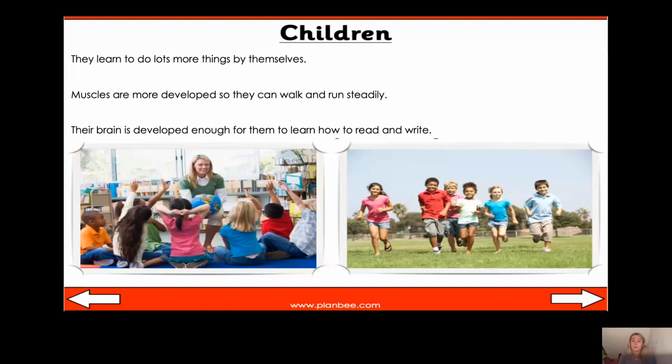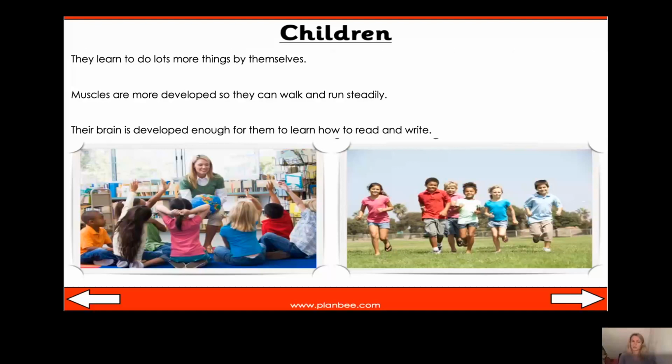So a toddler's muscles developed so they could learn to walk, but your muscles have developed even more because when a toddler walks, they sometimes fall over and they wobble. But at your age, your muscles have developed so much that you can walk and run steadily, so you don't wobble and you don't fall over that often.